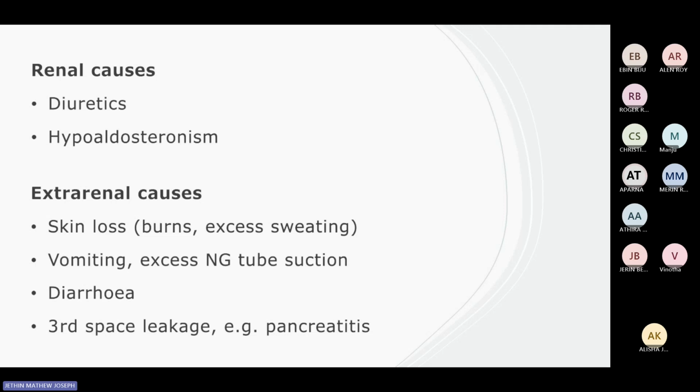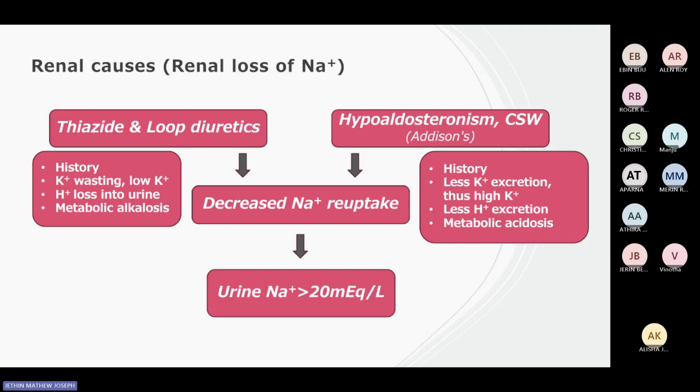So let's see how these causes cause hyponatremia and the respective urine sodium values. So first we'll deal with renal causes of sodium loss. So thiazide and loop diuretics. If you've read about their physiology, you know that these are going to result in a decreased sodium reuptake at the kidney. So you're going to lose sodium like that, and because there is a decreased sodium reuptake, your urine sodium is also going to be high.